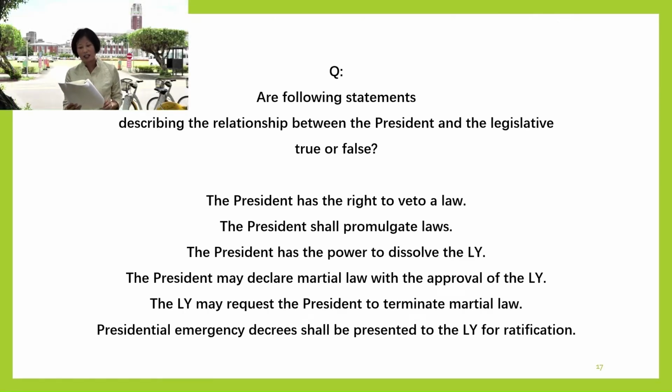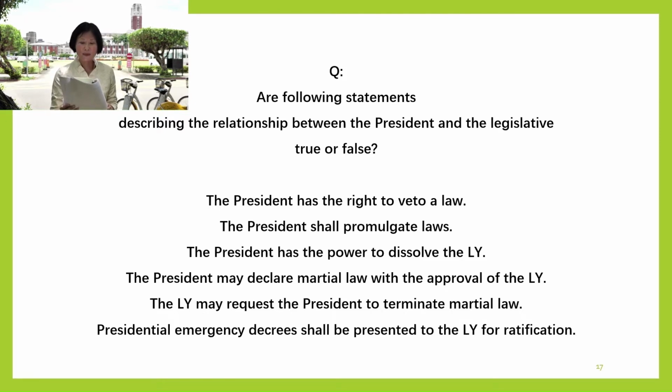And now the next question. The following statements describing the relationship between the President and the Legislative Yuan, are they true or false? First statement. The President has the right to veto a law. Is this true or false?